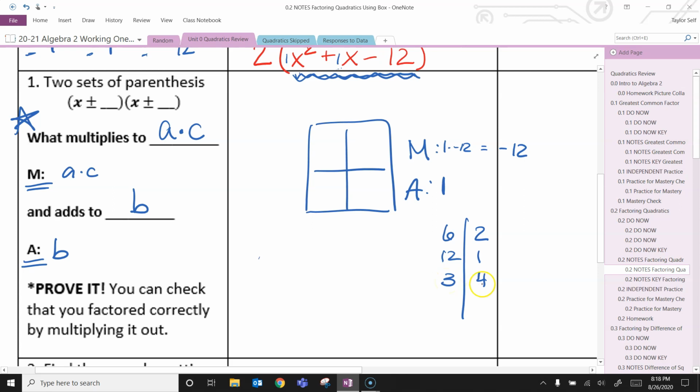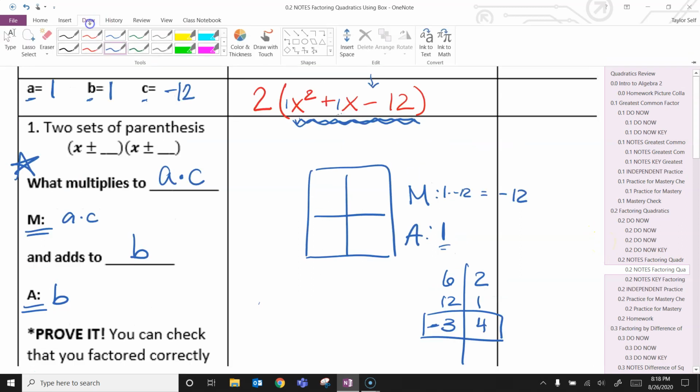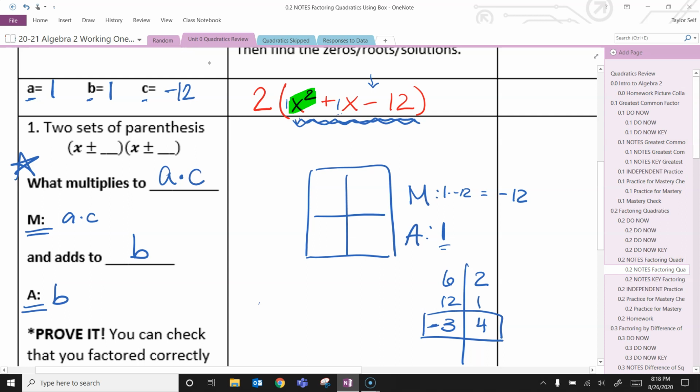Which one needs to be negative? The 3. 4 plus negative 3 gives me 1. All right, so here are our numbers that we need to use, negative 3 and 4. And let's talk about how we fill out the box. You will always take this term and put it in this square. And then you will always take this term with the sign and put it in this square, always. So let's go ahead and do that. We have x squared here and negative 12 here.